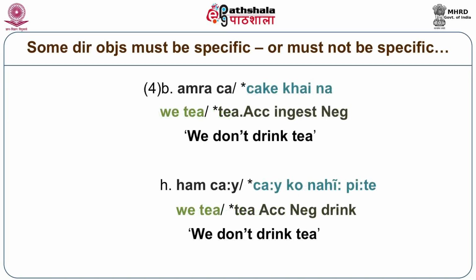When you turn to sentence 4, Bangla Amra cha khaina, we don't drink tea, which cannot take the form Amra cha ke khaina with the case marker ke. The Hindi for the phenomenon is Hum chai nahi peete. You cannot say Hum chai ko nahi peete.